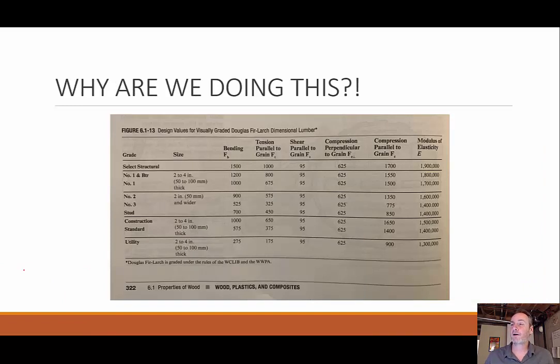So why do we care? We showed this slide last time where we have these different grades from the structural: number 1s, 2s, 3s, studs, construction, utility. And what we see is we have an overall rating. How strong are they in bending? And there's a huge difference, from 1500 down to 275 psi, right?